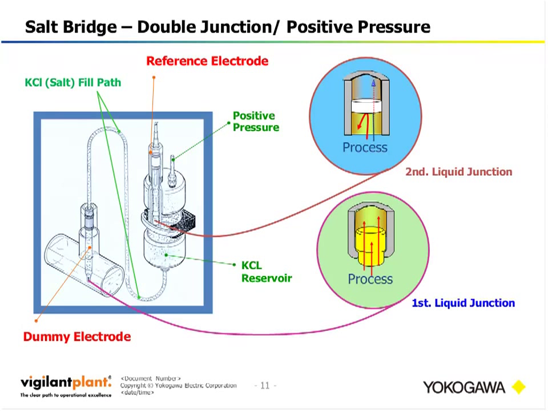For those of you that don't know what a salt bridge type reference is, just to explain it a little more, it's a variation on the positive pressure approach. In this case, a standard reference electrode is placed in a chamber filled with KCl, and an empty dummy electrode is placed in the process.